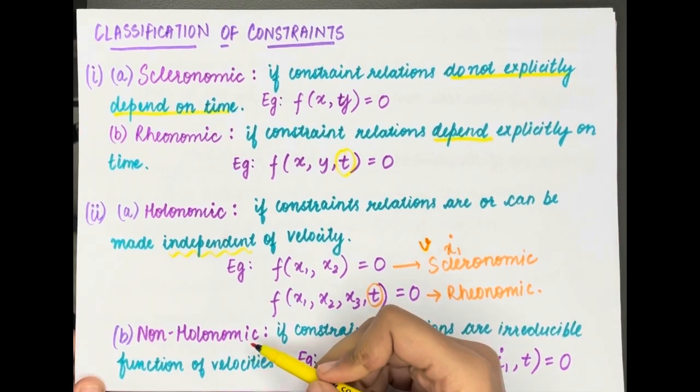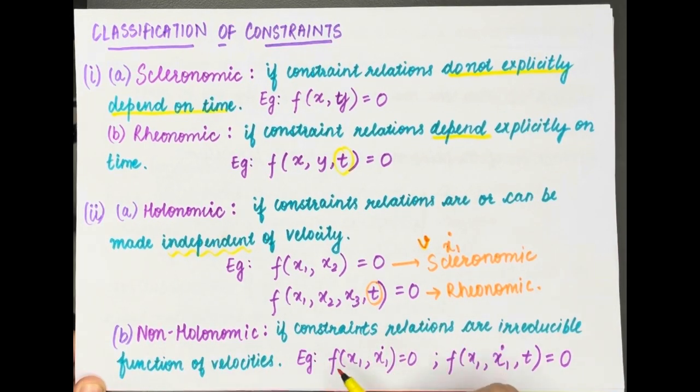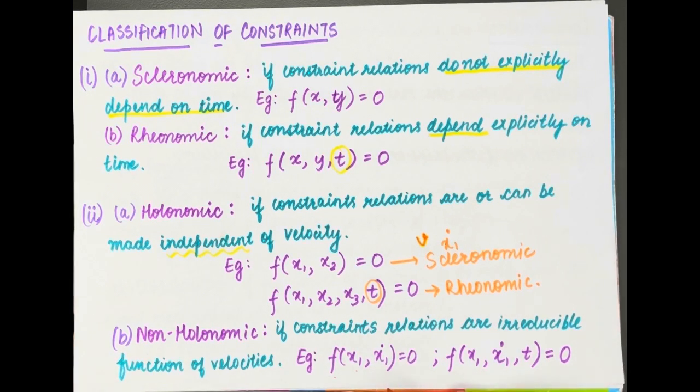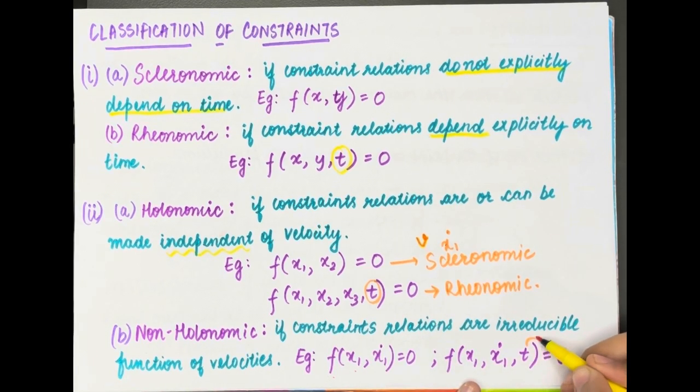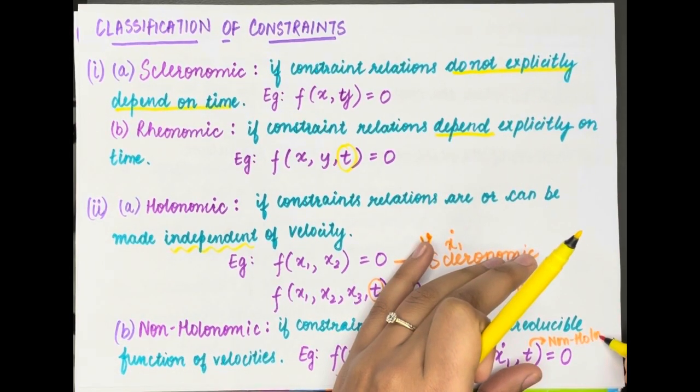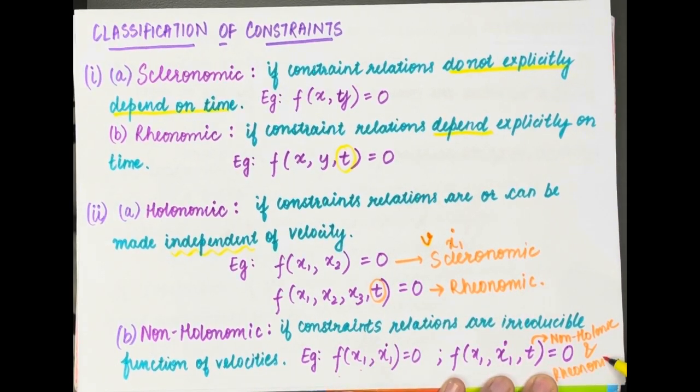The second way of classifying constraint on the basis of velocity is non-holonomic. If constraint relations are irreducible functions of velocities, for example, this function is a function of the coordinate x1 and its velocity x1 dot, then this is non-holonomic. And this function depends on the coordinate x1, velocity x1 dot, and time t, which makes it non-holonomic and rheonomic. This is non-holonomic and scleronomic.